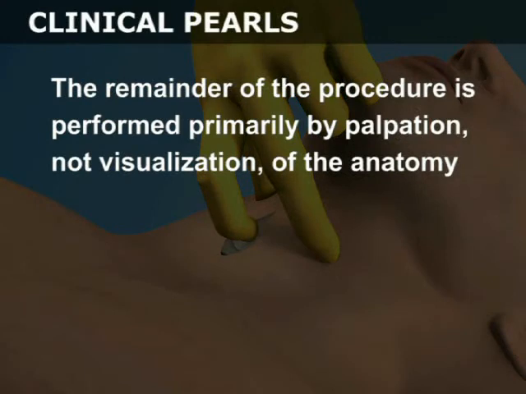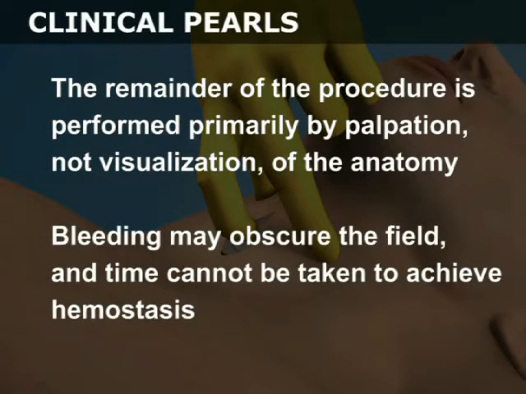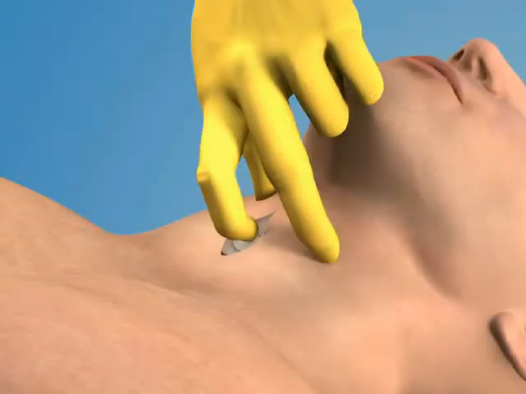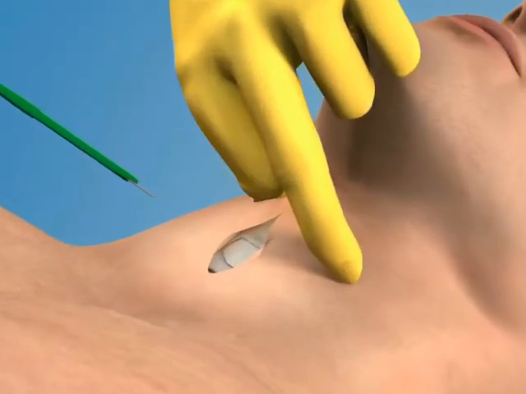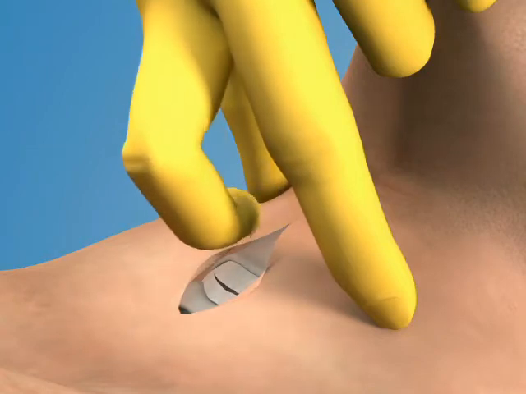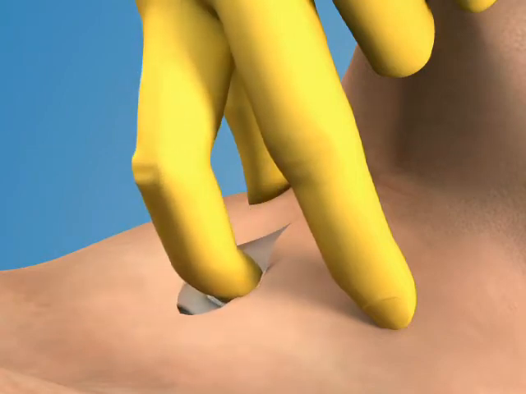The remainder of the procedure is performed primarily by palpation, not visualization of the anatomy. Bleeding may obscure the field, and time cannot be taken to achieve hemostasis. If the cricothyroid membrane cannot be palpated, extend the initial incision superiorly or inferiorly. Once the membrane has been located, make a stabbing horizontal incision through the lower portion of the cricothyroid membrane. Temporarily place your index finger into the stoma to maintain a firm fix on its location.